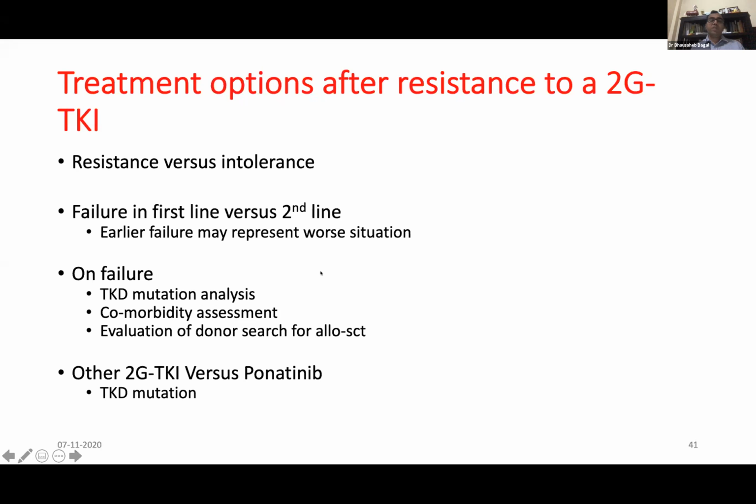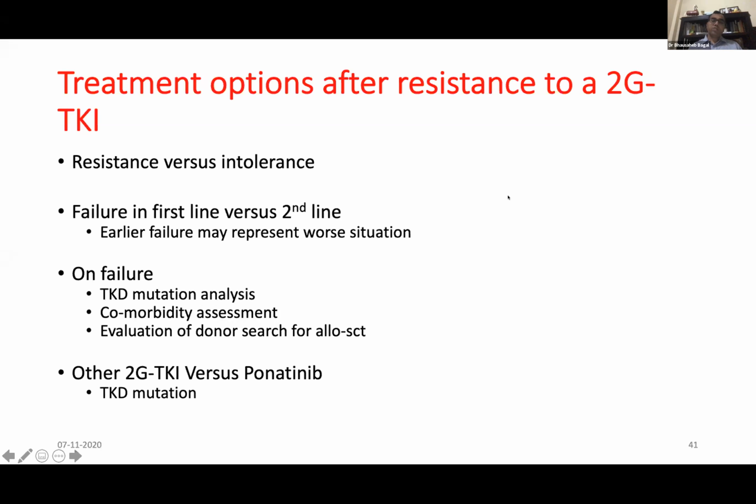So one important thing, when someone has failed a second generation TKI, it is important to distinguish between resistance versus intolerance, because resistance has a different outcome or connotation, as can be understood, as compared to intolerance, and failure in the first line versus the second line setting may have different connotations. So it is probably reasonable to think that earlier failure may represent a worse situation than failure in the later line of therapy.